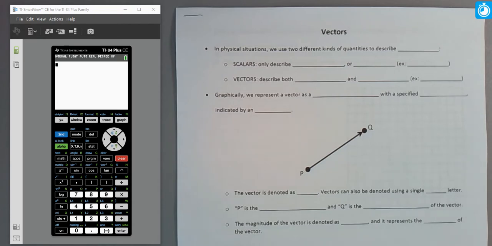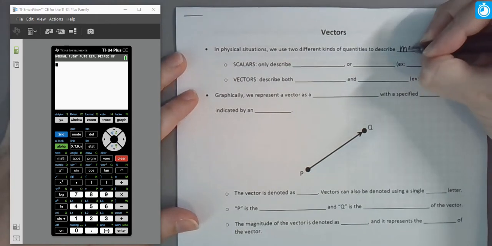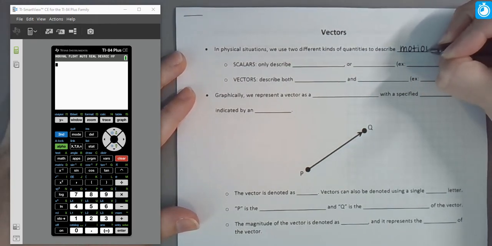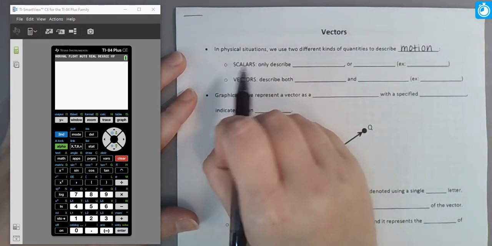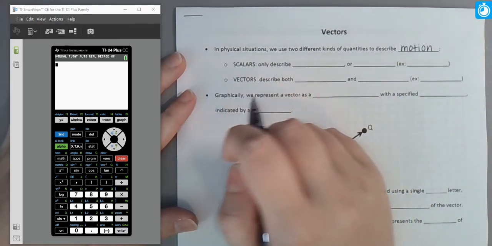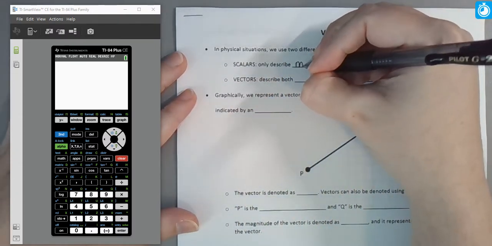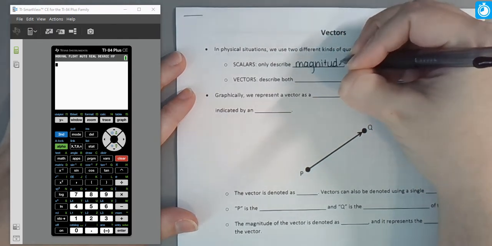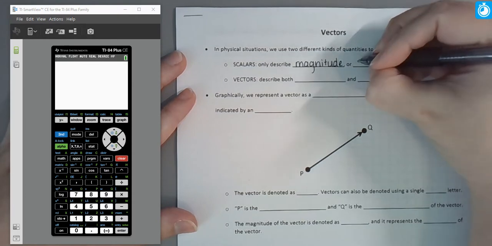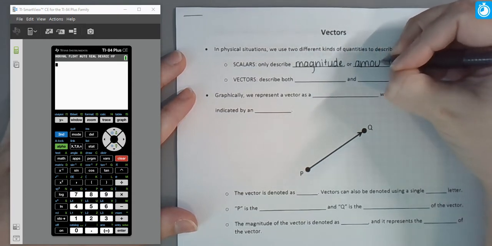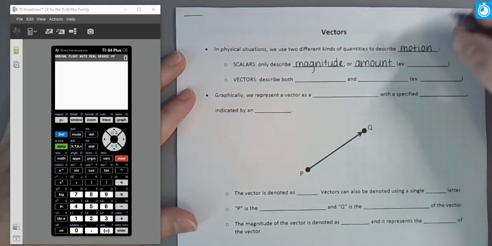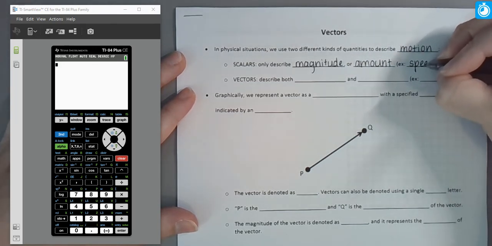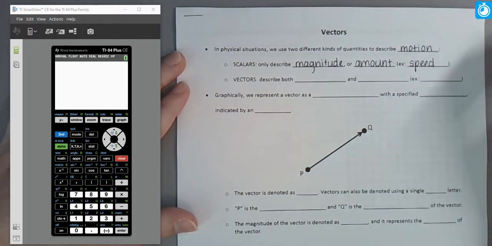In physical situations, we typically use two different kinds of quantity to describe something that's moving. A scalar is one type of quantity that only describes magnitude, which is the technical term for amount. So the amount of motion. For instance, if you think about driving in a car, we can talk about the car's speed, how fast the car is traveling, so miles per hour, something like that.